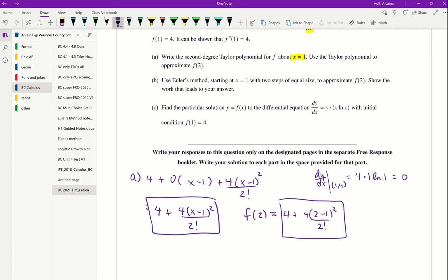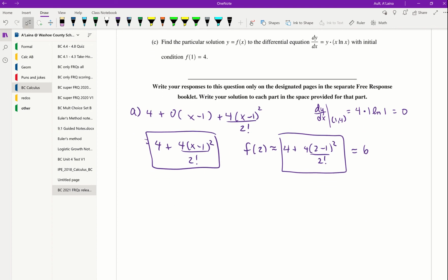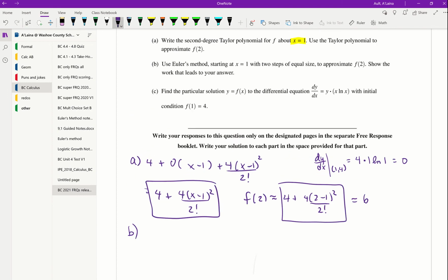That's the approximate. Now, if you really wanted to, if you're like, I really want to approximate this, go for it. It's going to be 6. But I would just not evaluate it and not risk potentially making a computational error and losing points.